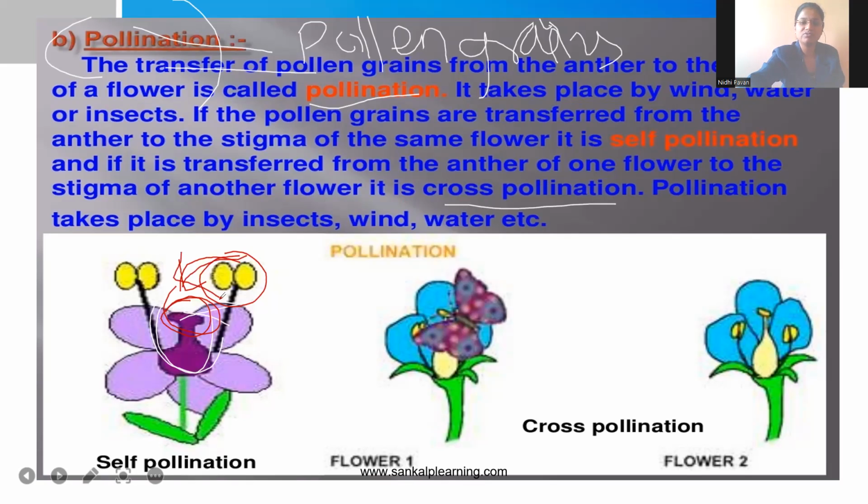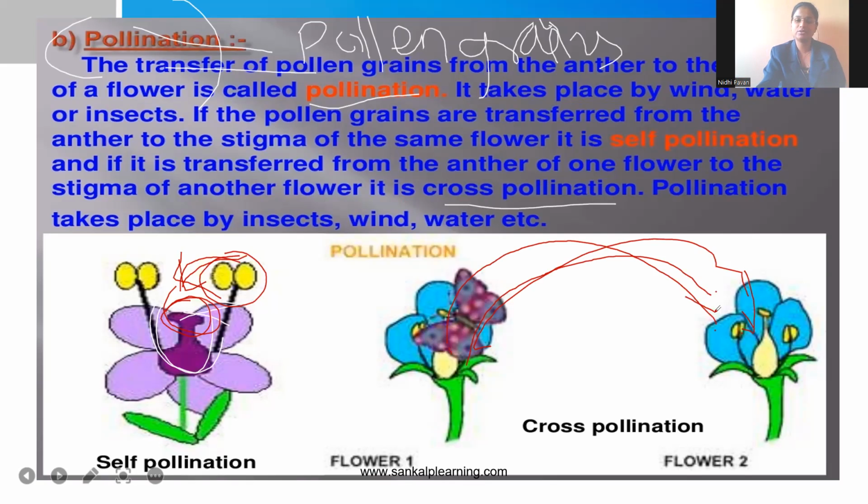And the transfer of pollen grains to the stigma of another flower of the same plant means, if it is a rose flower, the transfer of pollen grains should take place to another rose flower only, not to hibiscus, not to sunflower and so on. Okay, of the same species. The transfer of pollen grains from one flower to the stigma of another flower of the same species is called cross pollination. So the first step in sexual reproduction in plants is nothing but pollination.